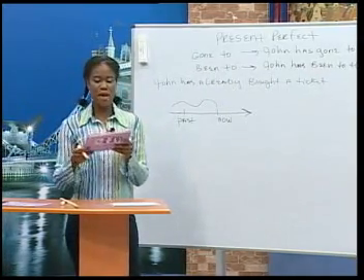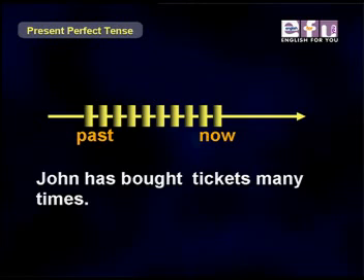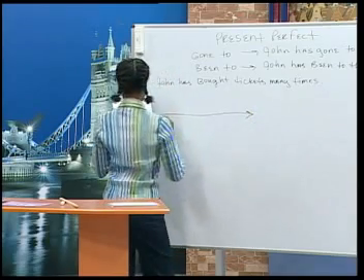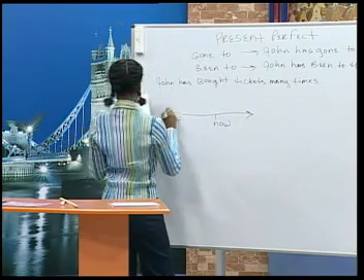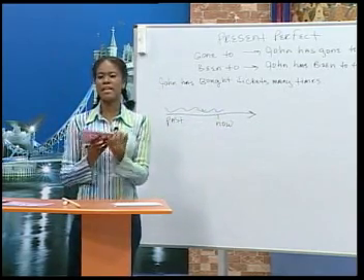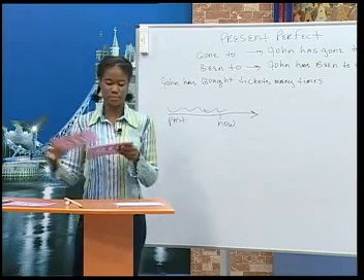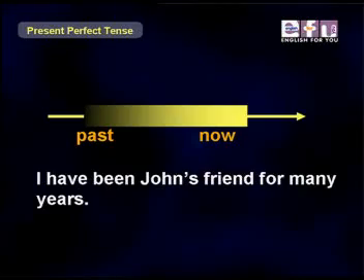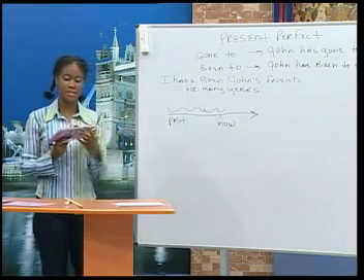An activity may happen many times before now. And in that case, again, we use the present perfect tense. John has bought tickets many times. Now, this activity happened in the past up till now many times, unspecified. So we can use the present perfect tense to describe a situation that began in the past and continues to the present. For example, I have been John's friend for many years. So starting from the past, continuing today, continuing now.